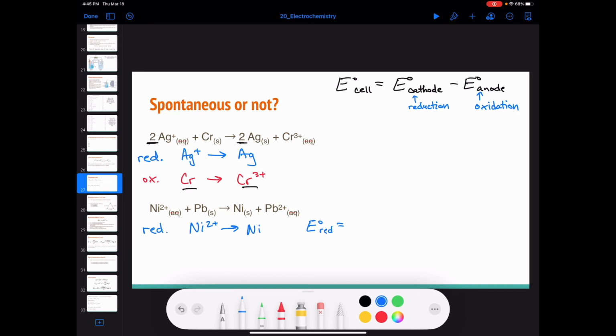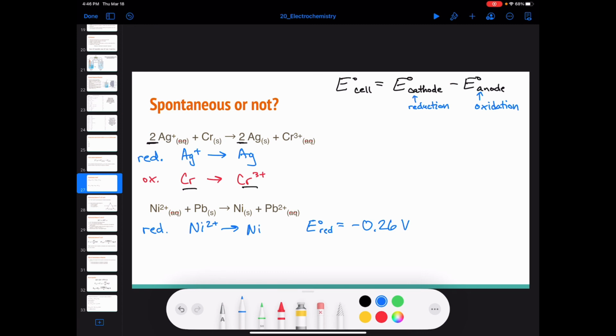So for instance, with chromium, you want to find the one that says chromium 3+ turning into chromium, not something where you're going from chromium 3+ to chromium 2+, because that's not what's happening in our half reaction, right? So in this case, it happens to be negative 0.26 volts.